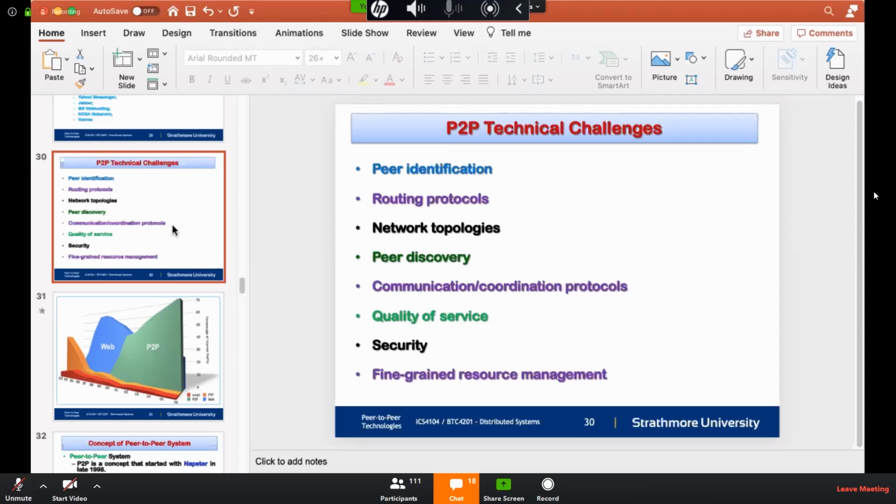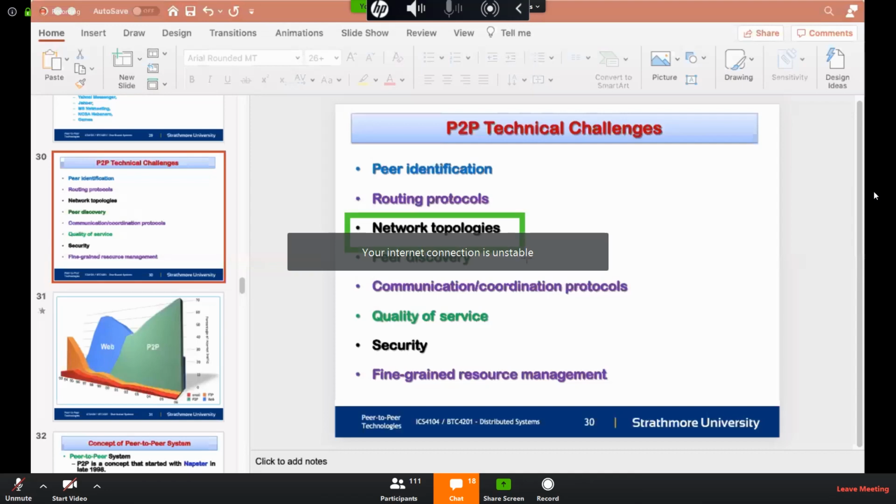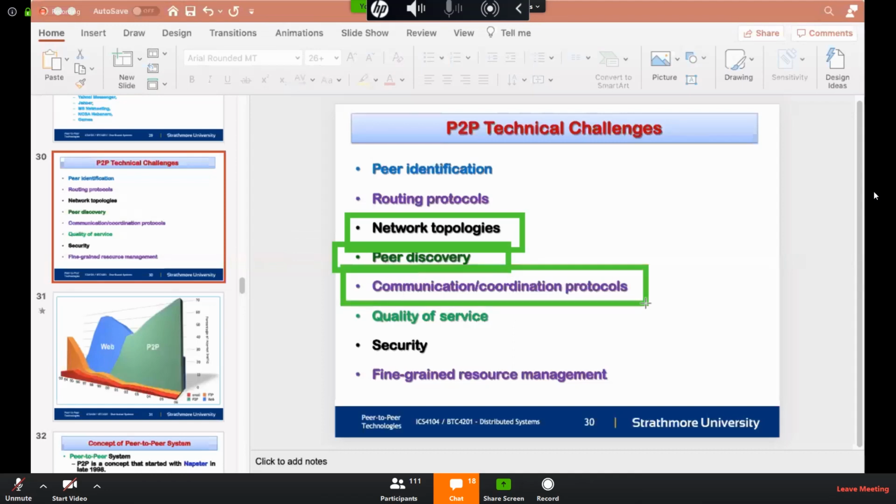Of course, there are technical challenges. How do you identify which peer is where? Routing protocols. How do you know how to route? We gave an example of distributed hash tables, but of course there are issues there. We also have network topologies, which we have talked about. How do you discover which peers are coming in? We have issues to do with communication and coordination protocols to make sure that it works well.